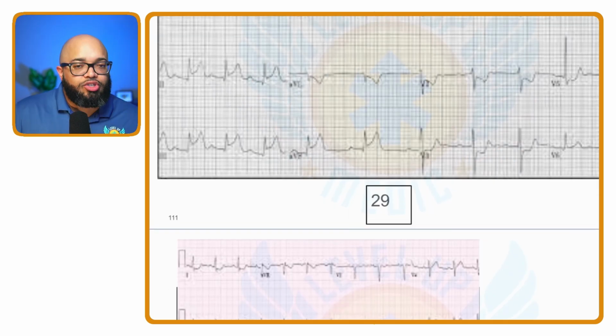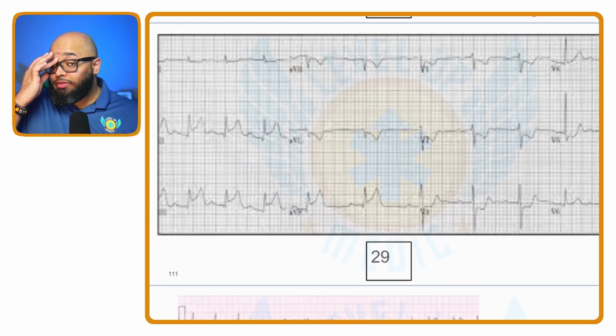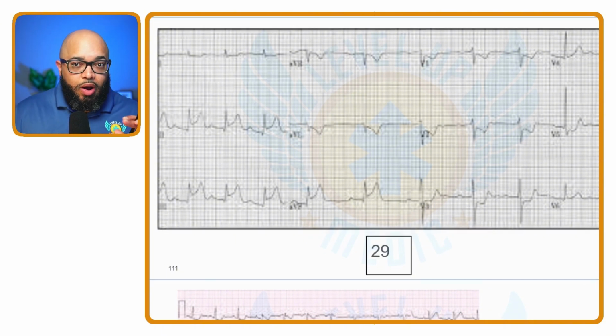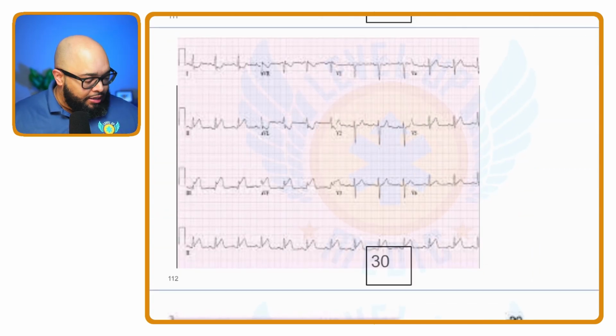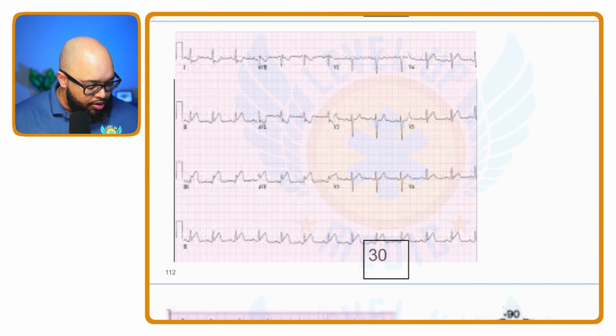Okay, number 29 is another example of a STEMI, but I want you to figure out which one it is. There again, I've got the answer key already down at the end for you, but immediately we see some elevation that jumps out at us. I want you to figure out which one this is, and it probably ties in nicely with a story from earlier today, right?